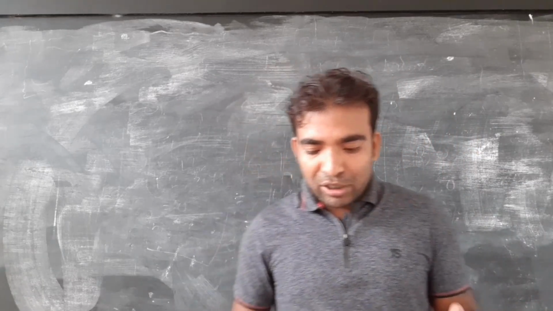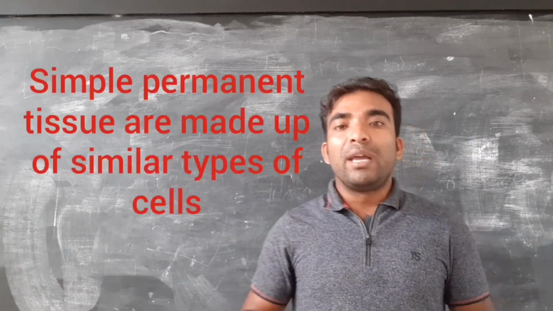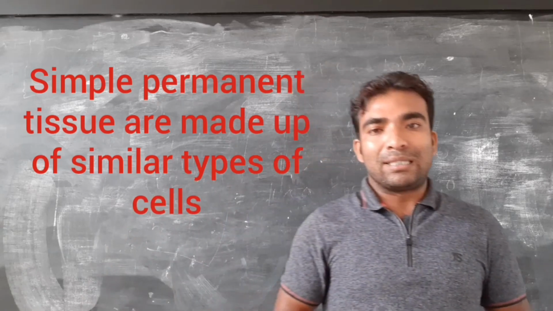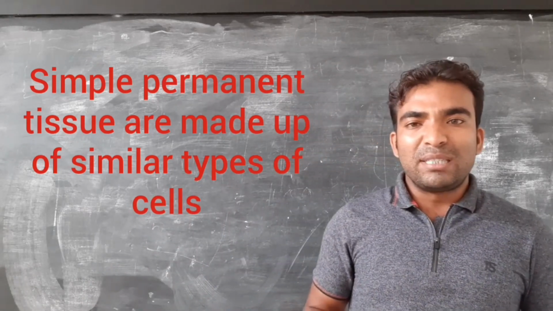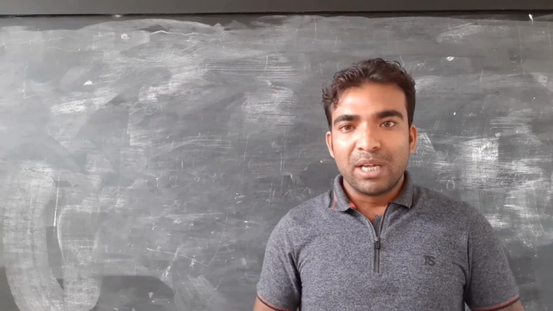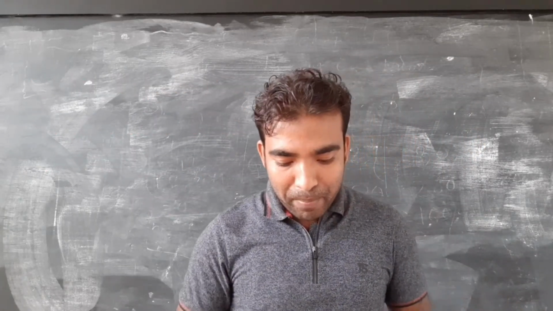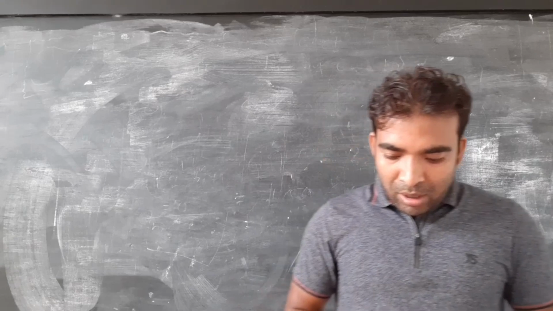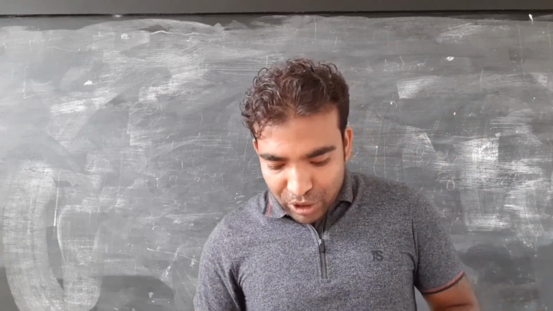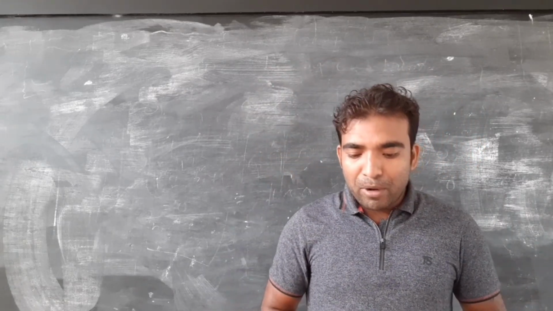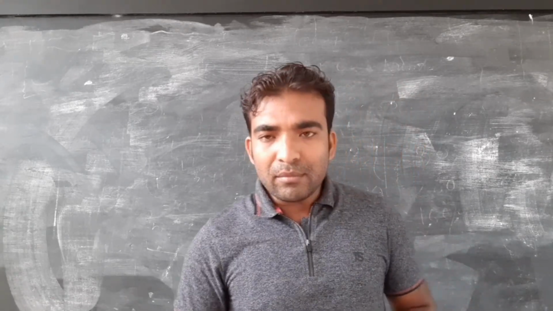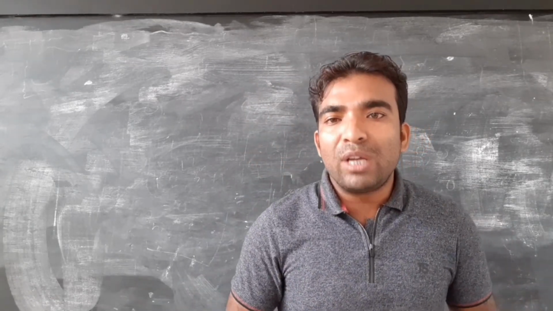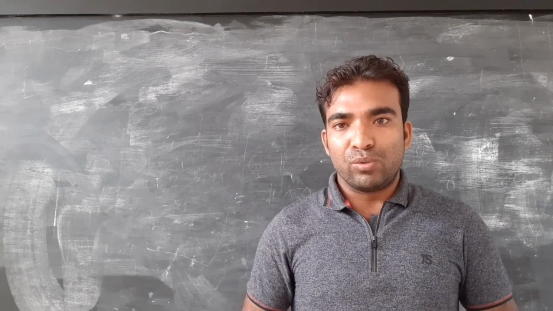The simple permanent tissue consists of relatively similar cells. All the cells present in this type of tissue are similar in structure, size, and shape. That is why they are known as simple permanent tissue. Here one important thing we have to remember is that parenchyma is the commonly known simple permanent tissue.